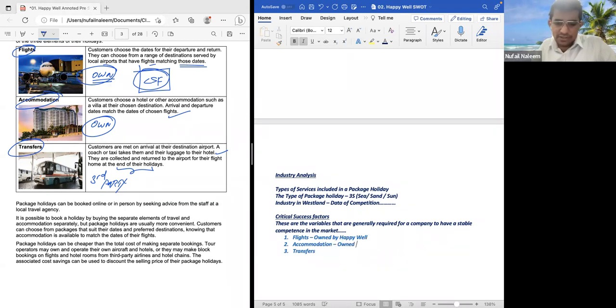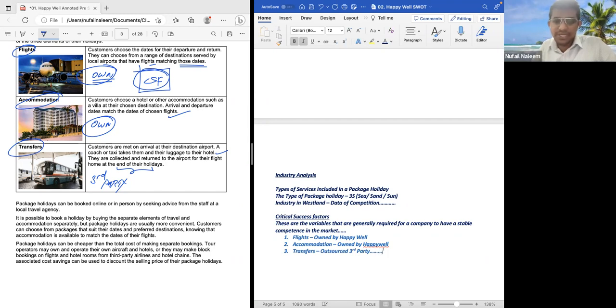Accommodation is also owned by whom, students? Happywell. And then transfers. If you observe, transfers are outsourced to a third party. That is all we are doing, outsourcing to a third party at the moment, students.